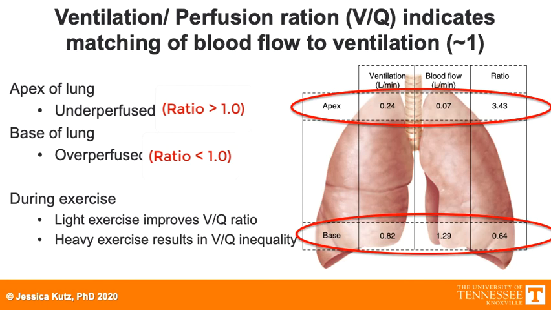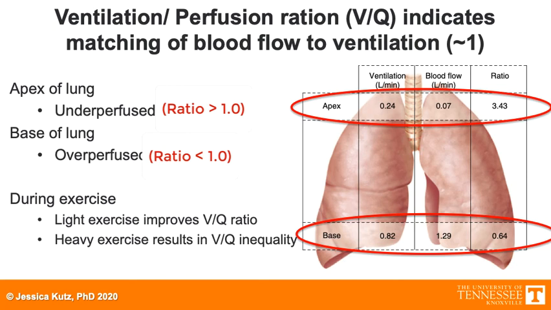In contrast, at the base of the lungs, what we find is that we have a ventilation of about 0.82 liters per minute with a blood flow of about 1.29 liters per minute, so that higher blood flow. The ratio here is about 0.64. So a ratio of less than 1 means that blood flow is higher than the ventilation to that specific region. And even though the ratio is less than 1, that's not necessarily indicative of ideal conditions for gas exchange in most cases. Generally, any ratio that's greater than about 0.5 is going to be adequate to meet the gas exchange demands when someone is at rest.